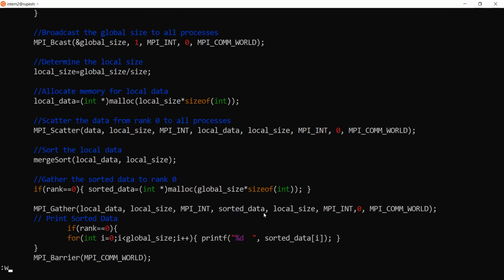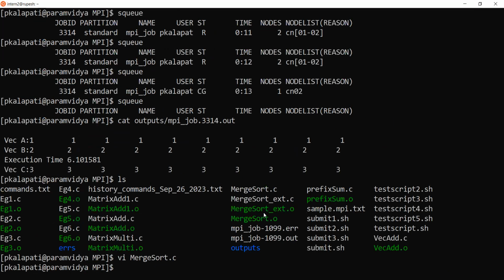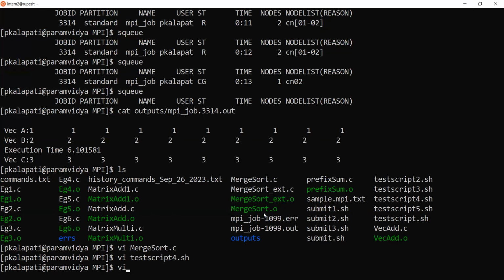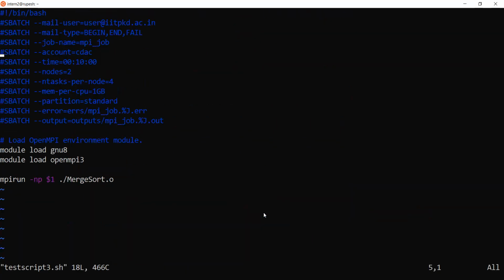Now we are going to execute this particular one. When we execute it, there is a simple method. Vi test script 3 dot sh. Okay, let's start.